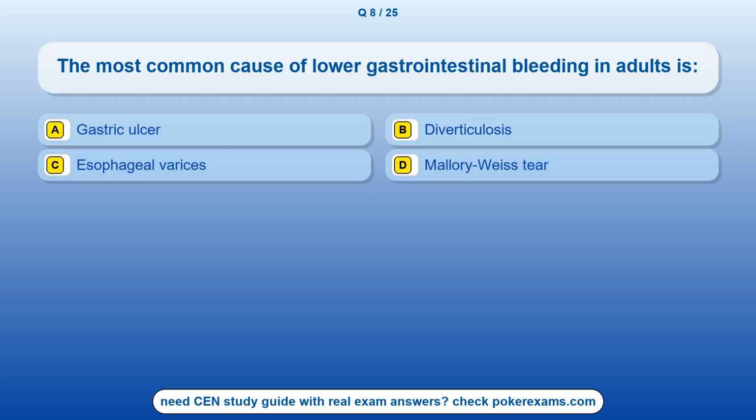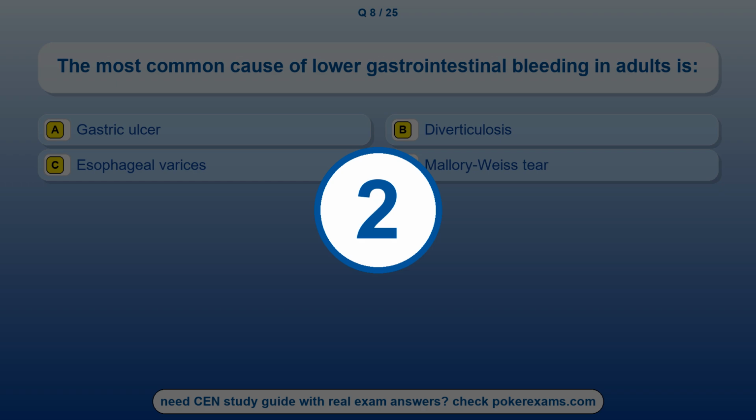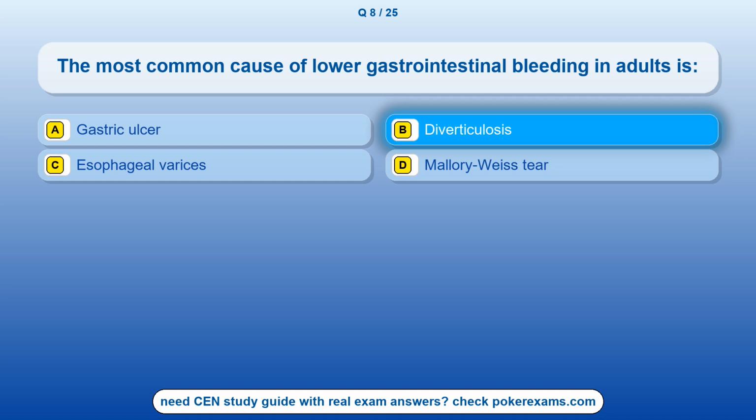Question 8. The most common cause of lower gastrointestinal bleeding in adults is: Option A, gastric ulcer. Option B, diverticulosis. Option C, esophageal varices. Option D, Mallory-Weiss. The correct answer is option B, diverticulosis.